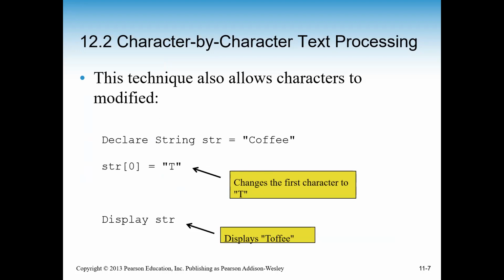We can also modify characters this way, right? If we have a string, now we can say I want to change the first character. So I use the index 0. If I display it now, instead of coffee, it's going to say toffee. All right, so we have that approach.